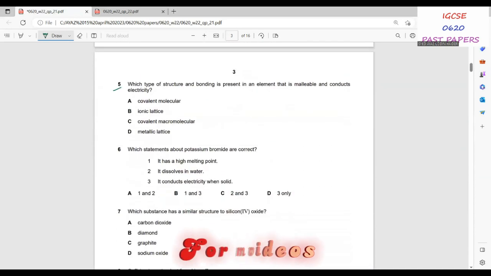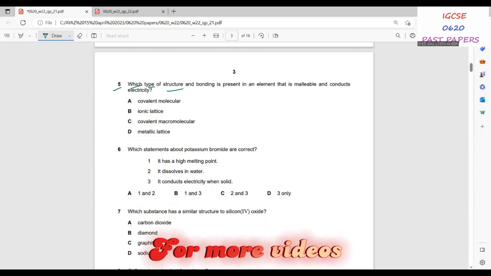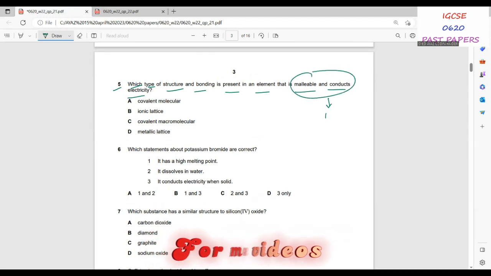Number 5, which type of structure and bonding is present in an element that is malleable and conducts electricity? Definitely they are talking about metals. So metals have a metallic lattice or metallic bonding. So D will be the right answer for this question.